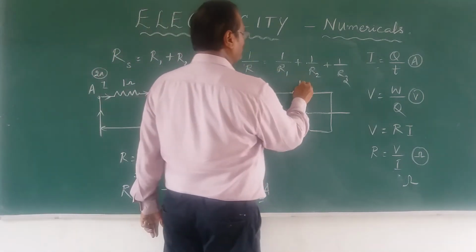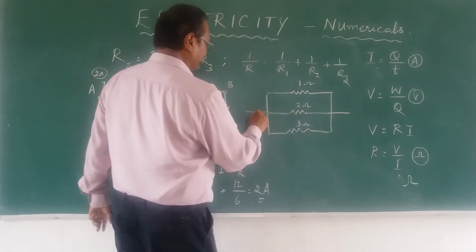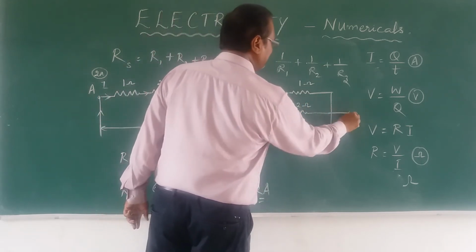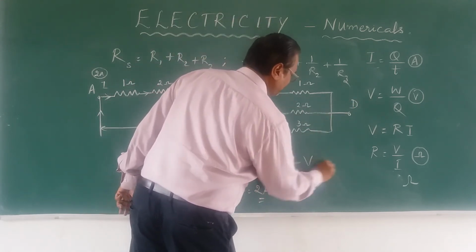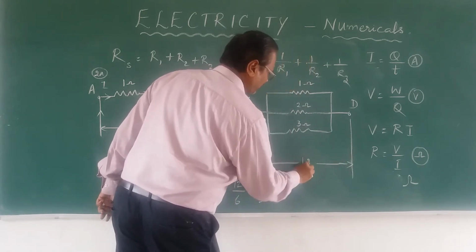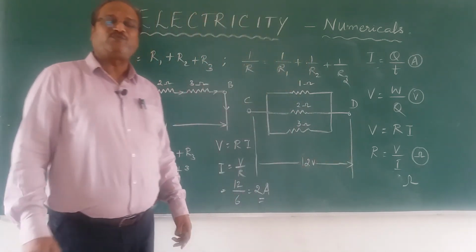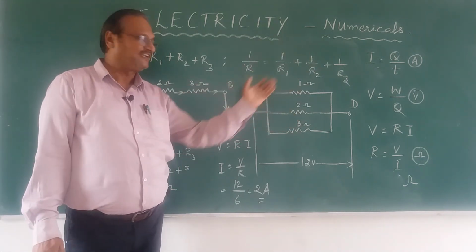What are all the values? 1 ohm, 2 ohm and 3 ohm. Fine. Now let us say this end is C and this end is D. So between these two ends I connect a potential difference V, let us say again the same 12 volt, no problem. Now we need to calculate the effective resistance and also the current.